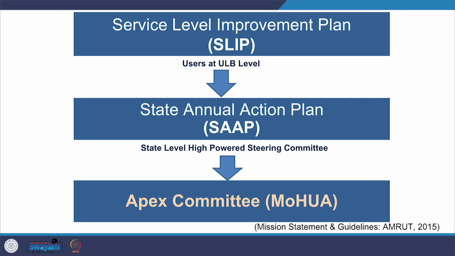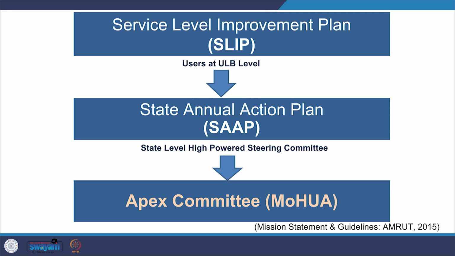Here we see how this entire AMRUT mission is helping us if we reconnect with the 74th Constitutional Amendment Act, where we try to create different levels of governance, and we see how we really put local governance in the hands of local people. So, we see how these SLIPs are created by the users and then aggregated at the state level, and the Apex body is just approving it and giving part of the resources for the purpose.